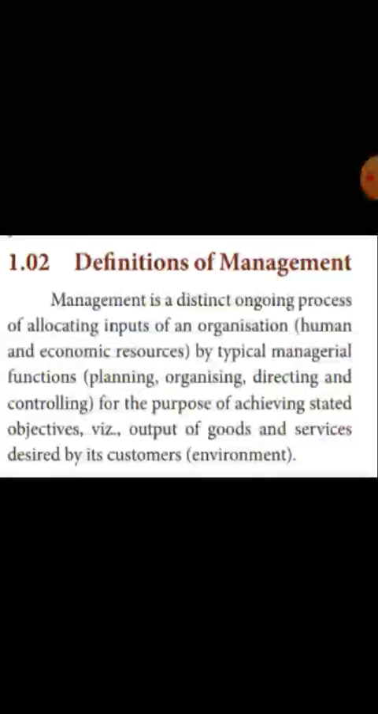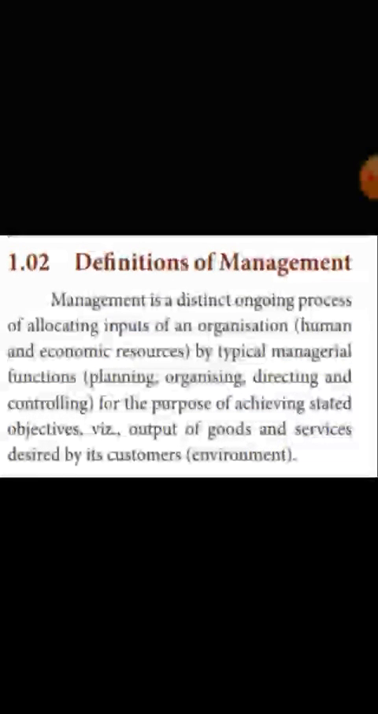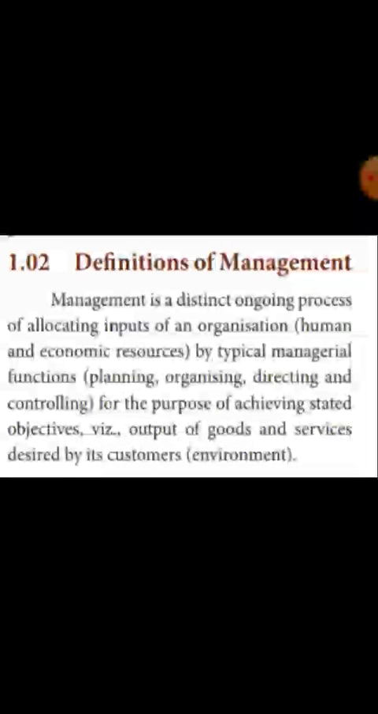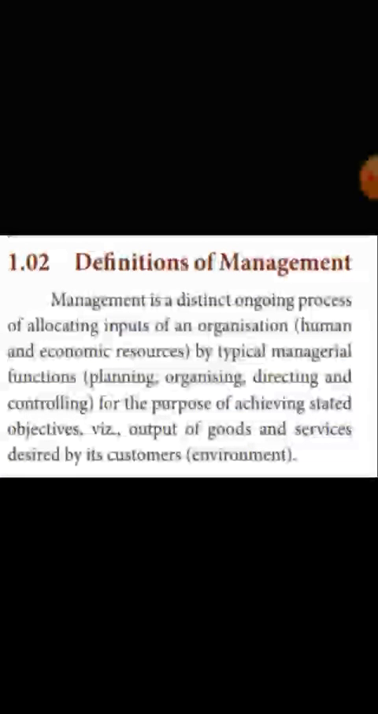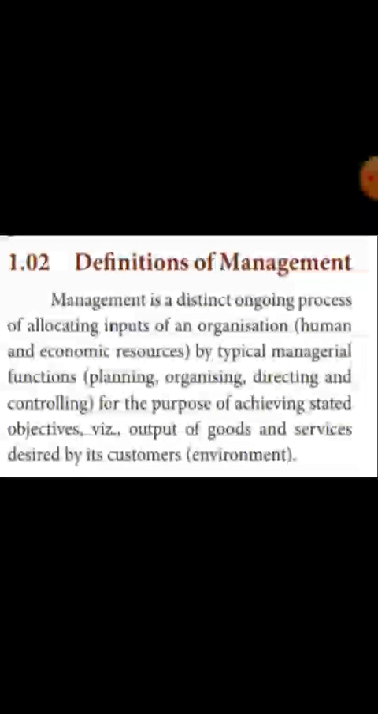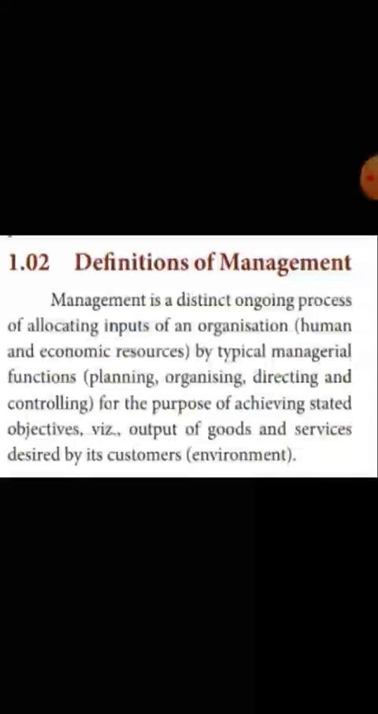What is meant by ongoing process? That means there is no end. It's going on and on till the end of the business. And here, allocating inputs of the organization: what are the inputs we insert into the organization? Human resources and economic resources. Human resources here means workers, employees or staff of the company. Economic resources means physical resources like money, machinery, plants, buildings, equipment and all sorts of assets. These are called economic resources.